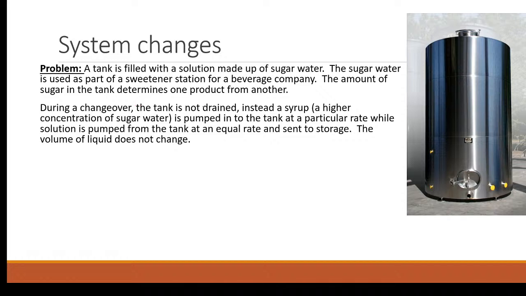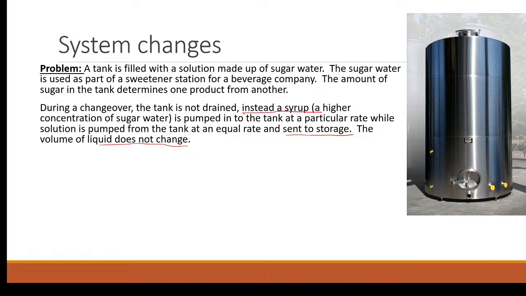So during a changeover, the tank doesn't get completely drained, and instead a syrup, a higher concentration of sugar water, is pumped into the tank at a particular rate, while solution is pumped from the tank at an equal rate and sent off to storage. So they just don't want to waste it. They're going to use that material again. So the volume of the liquid doesn't change. So we'll just set this up so it's basically like our problem. It's got a flow rate going in equal to the flow rate going out. You also know what's going in has a higher concentration of sugar.